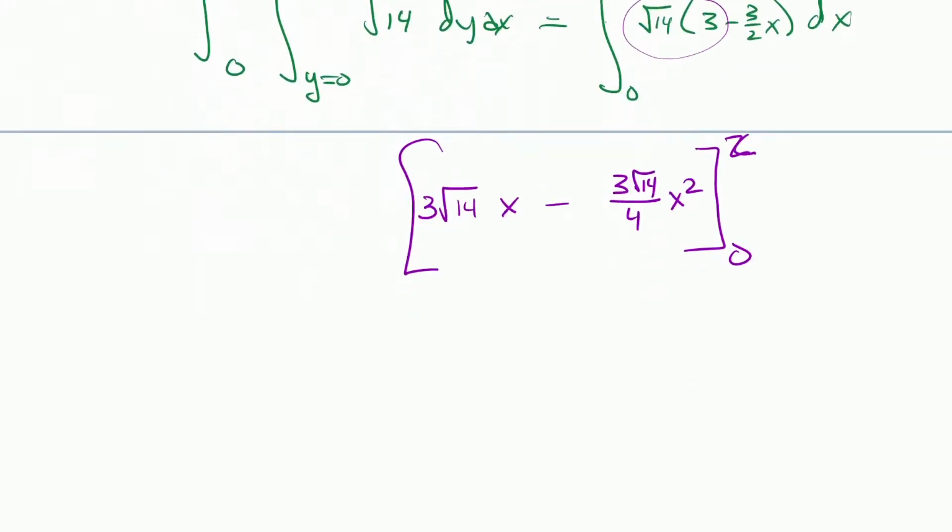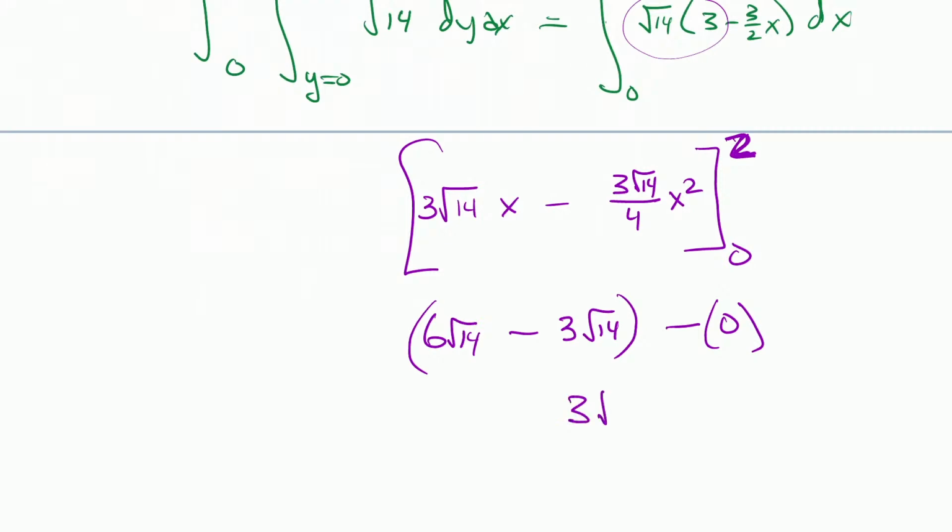And let's see, what do we get here? This will be 6 radical 14, that's when you plug 2 into all of that stuff. This is supposed to be a 2. And then x squared is 4, so 3 radical 14 minus 0, so 3 radical 14. There we go. Very nice. So it ends up being relatively easy, relatively nice.